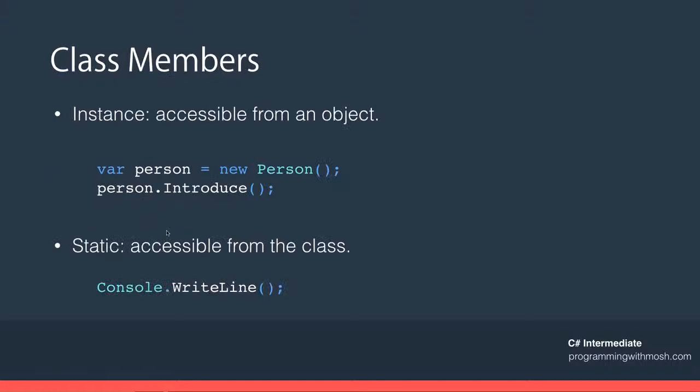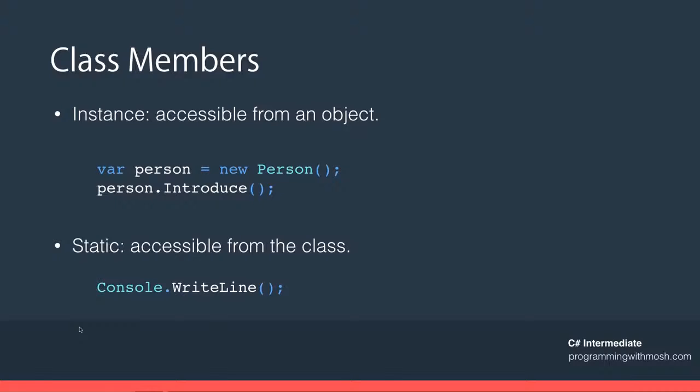An instance member is accessible from an object. You have already seen that before. So we create a person object and then call the introduce method on the object. But we also have static members, and a static member is accessible from the class, not an object. An example of that, Console.WriteLine. So Console is a class and WriteLine is a static method. So we don't have to create an instance of Console using the new operator in order to call WriteLine.